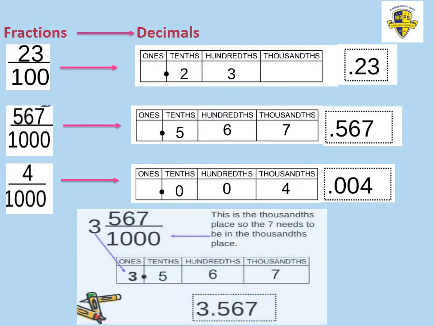Now, what if we have a mixed number? Mixed number means whole and fraction, like 3 and 567 out of 1000. Check the denominator first. The denominator is 1000. Excellent. So the number 7 has to be in the thousandths place. So we write the decimals first: 5, 6, 7. The whole number here, 3, we write in the ones place. 3 and 567.